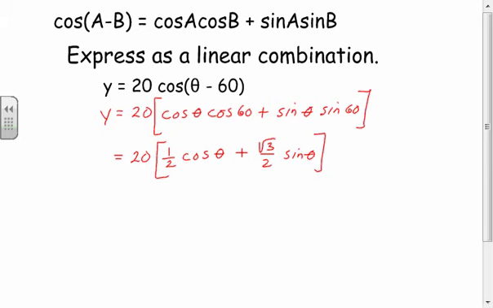Okay, now I could distribute the 20. 20 times 1/2 is 10, so 10 cosine theta plus 20 times √3/2 is 10 √3 sine theta. Now this equation, y equals, is in linear combination form. Well, that's it. Have fun with these things.